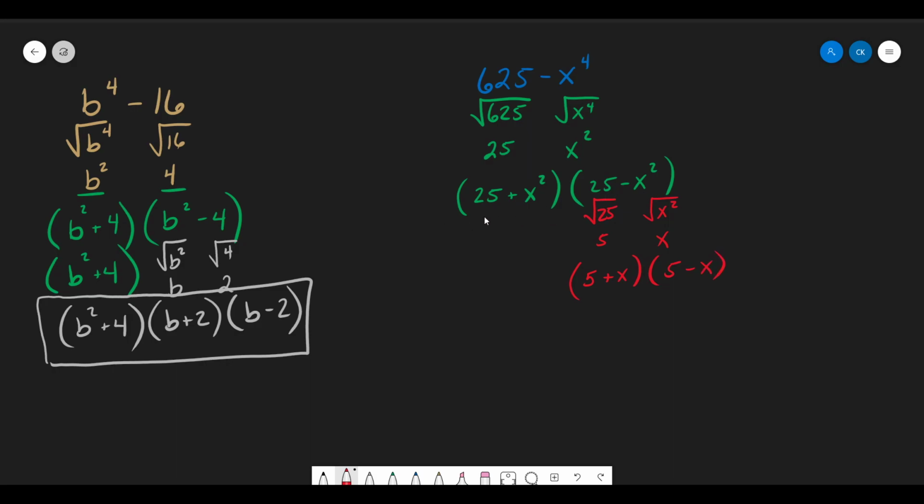Again, I can't forget my first parenthesis, so I have to bring that down, the 25 plus x squared. And then this right here would be my final answer: 25 plus x squared times 5 plus x times 5 minus x.